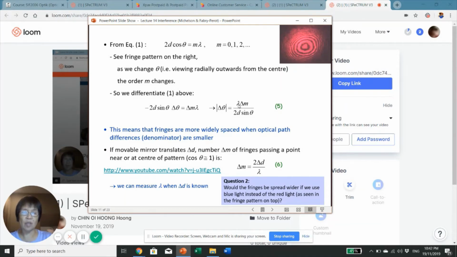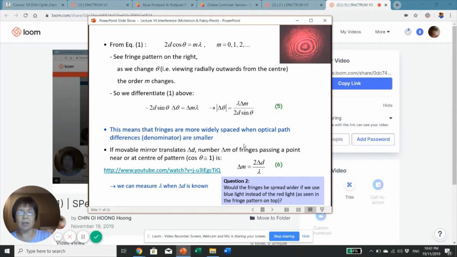So if we use a longer wavelength, this will be larger. If you use smaller d, that means the distance between the two mirrors is smaller. In fact, if they're very close together, then this will be very large. And or if sine theta is small. Now, if sine theta is small, it means that theta is very near the center. Well, that's why if you look at this, here they spread wider and then it gets narrower and narrower.